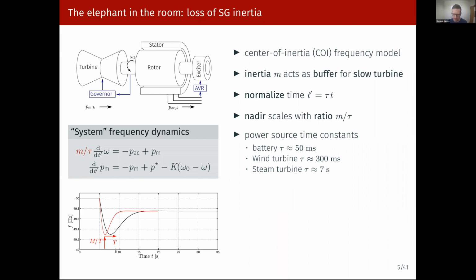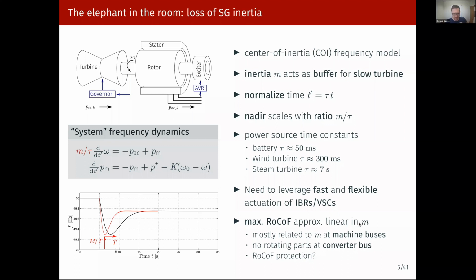Caveat that I should mention is that the rate of change of frequency, so how quickly the frequency drops here, is still approximately linear in the inertia that you have on the system. And that's going to be a problem because this is oftentimes used for protection. So loss of mains protection looks at the rate of change of frequency. The protection of existing machines looks at the rate of change of frequency at the machine bus. On the other hand, for converter interfaced generation, the rate of change of frequency is not really such a big problem because the converter itself has no rotating parts, it's all just electronic. So the frequency could even jump and it wouldn't be problematic if you have a proper control that allows you to leverage these things.